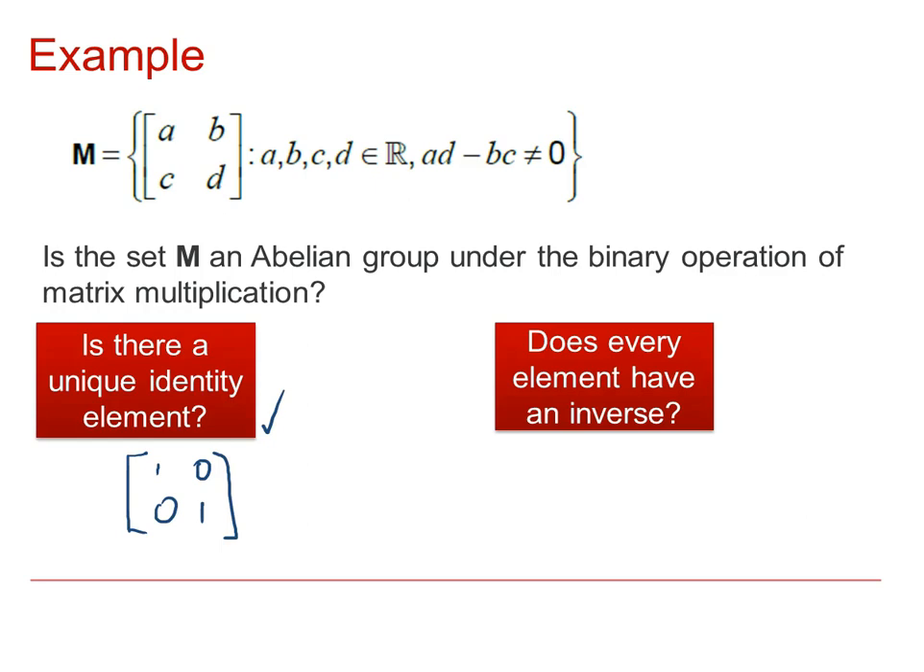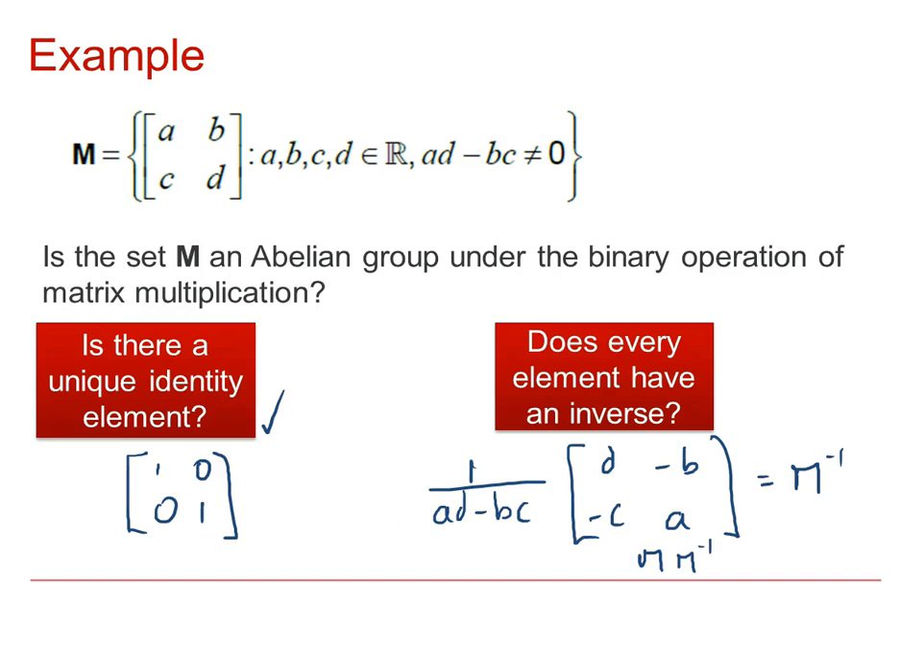Well, we know from, again, our previous work that the inverse of any given matrix that has AD minus BC not equal to 0 is given by 1 over AD minus BC multiplied by the matrix where we swap the leading diagonal and change the sign on the other diagonal. So this is equal to M inverse, and then we have that M inverse M is equal to the identity element that we've just identified. So we're sure now that we have a group, but we need to think about, is it an Abelian group?